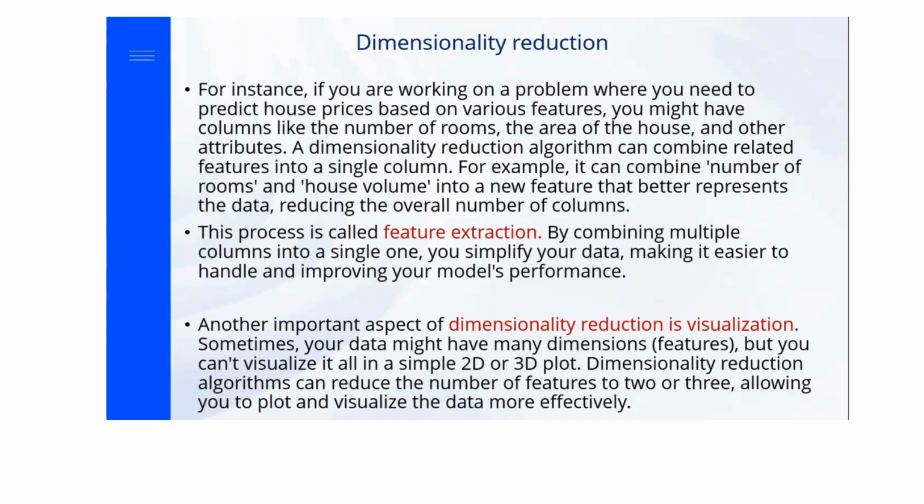For instance, if you are working on a problem where you need to predict house prices based on various features, you might have columns like the number of rooms, the area of the house, and other attributes. A dimensionality reduction algorithm can combine related features into a single column. For example, it can combine number of rooms and house volume into a new feature that better represents the data, reducing the overall number of columns.